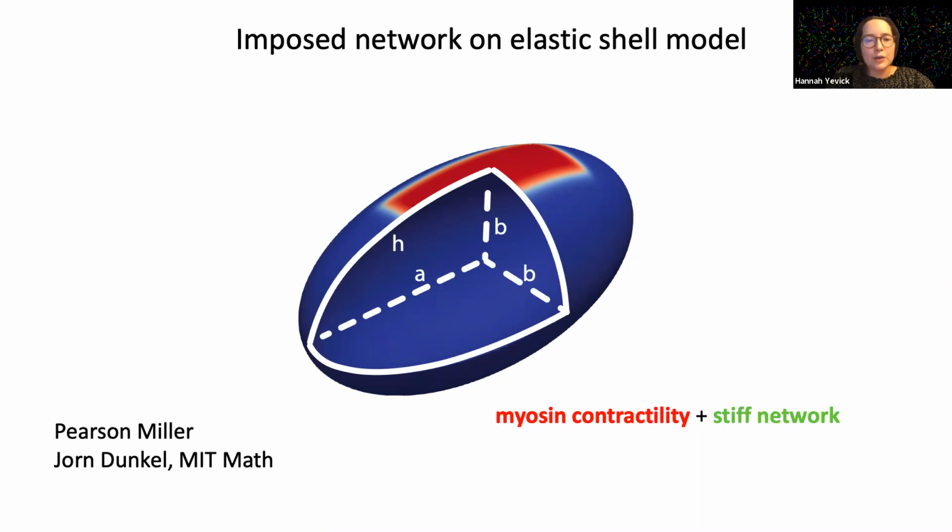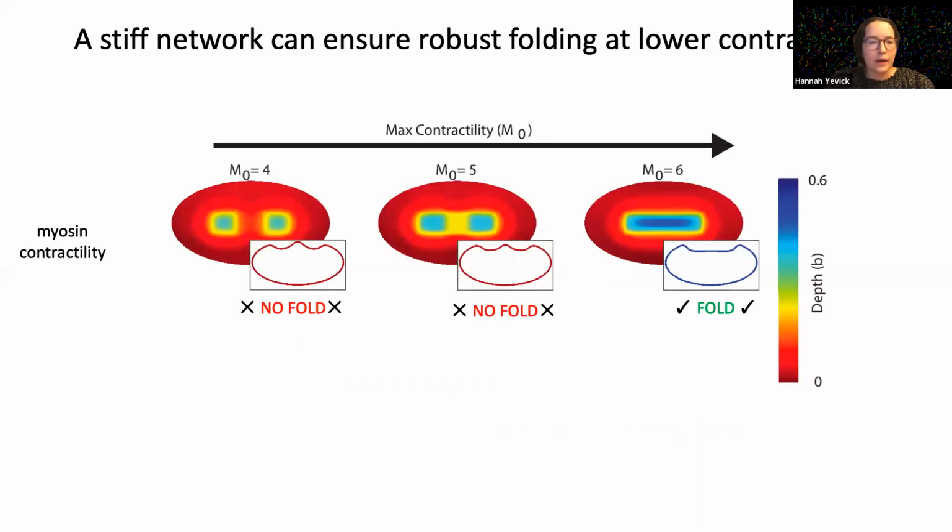But then in addition, we imposed stiff elements on the surface of the embryo, which were modeled off of our myosin network data, where the stiff edges were adding an additional energy cost for the tissue or the shell to bend along the edge's length. So what happens? So first see what happens without this myosin network. Let me show you what happens just with the myosin contractility on the shell.